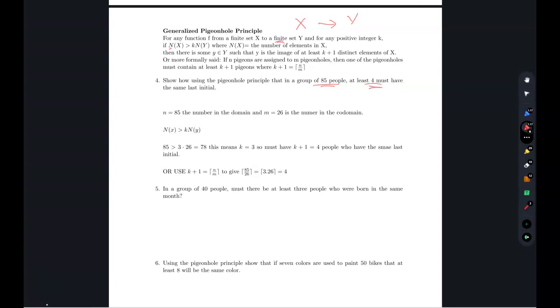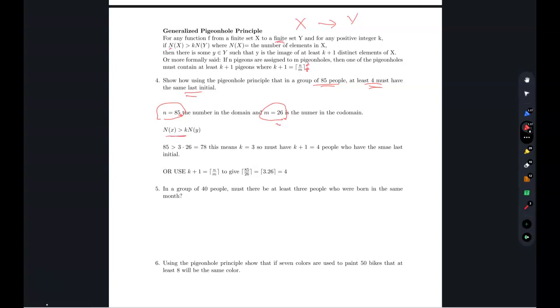Do 4 of them have the same last initial? So the number in the domain is 85. So that's the n of x, right? And the number in the codomain is 26. So this is the n and the m here, right? N is the number in the domain. M is the number in the codomain.